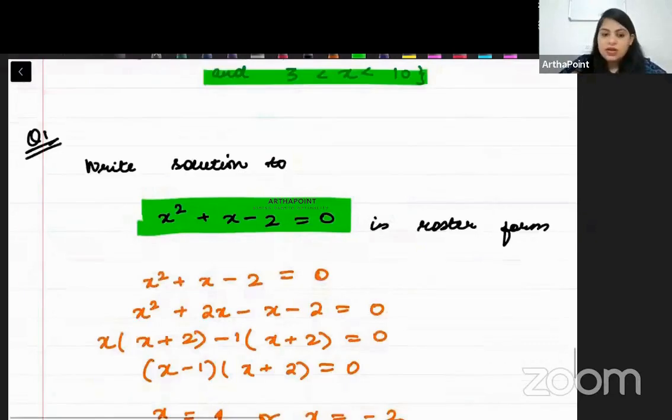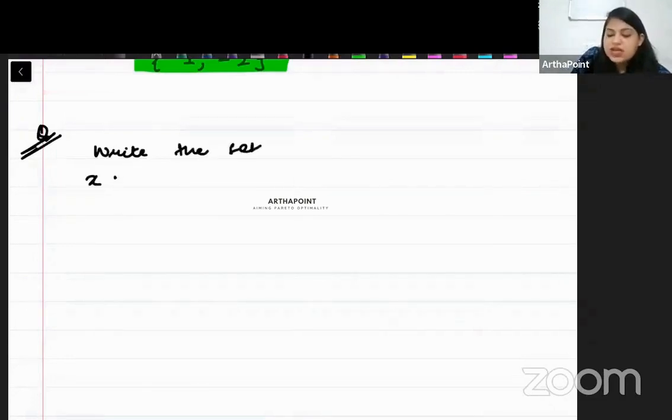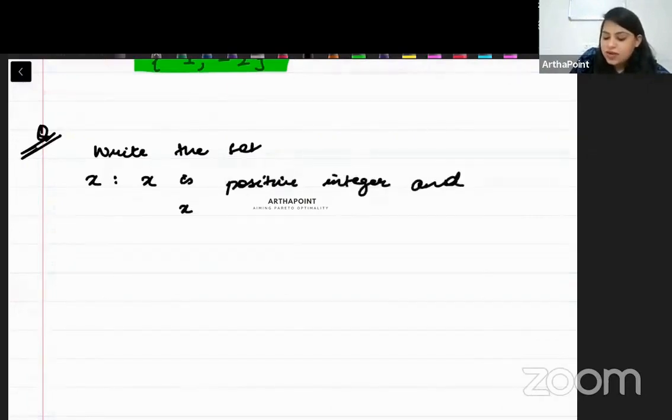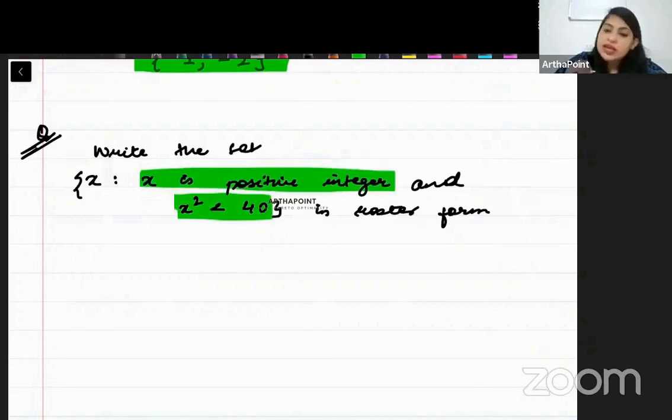This is my answer. Now, let me give you one more question, beta. So please write down. Write the set x such that x is a positive integer and x square is less than 40 in roster form. In roster form. ठीक है बेटा? So I want that x square should be less than 40 and x should be a positive integer. Negatives include nahi karne hai in the roster form. So 1 square is 1, so 1 can come.